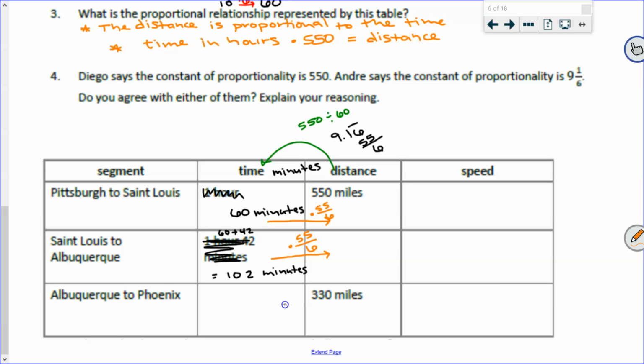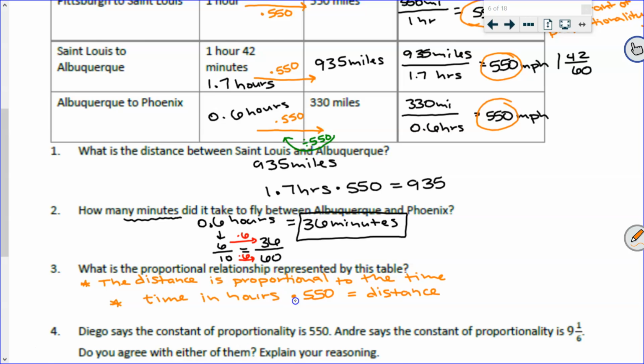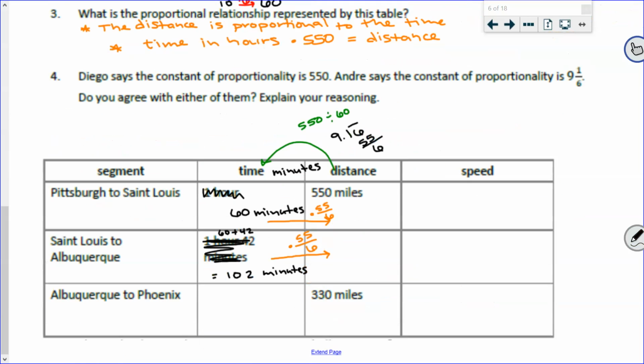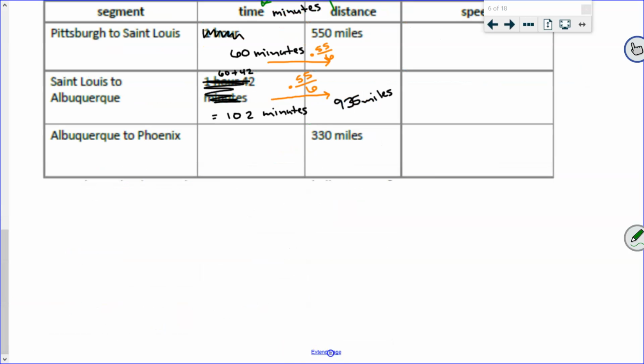And I hope that we're getting, what did we get before? 935? Are we getting 935 again? That's a good thing. It's a good sign. Because the miles isn't changing. The only thing that's changing is that instead of measuring it in hours, we're now measuring it in minutes. And that means if I wanted to go backwards in this table, I would need to divide by 55/6.